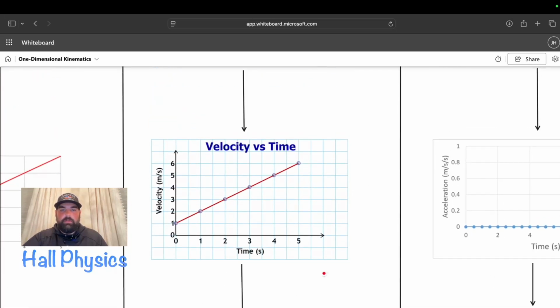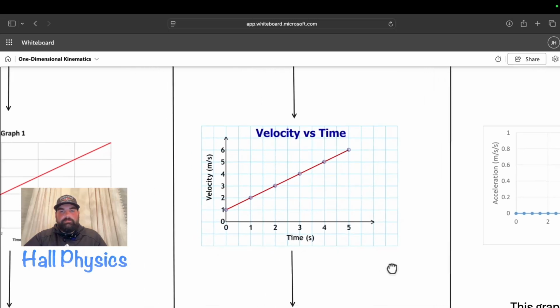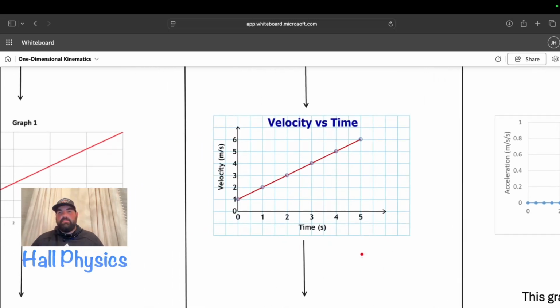Let's scroll back up. There we go. Velocity versus time. Let's just pick out a point. I want to know the acceleration from 1 second to 3 seconds. So acceleration is going to equal the change in velocity, delta V, over delta T, the change in time.